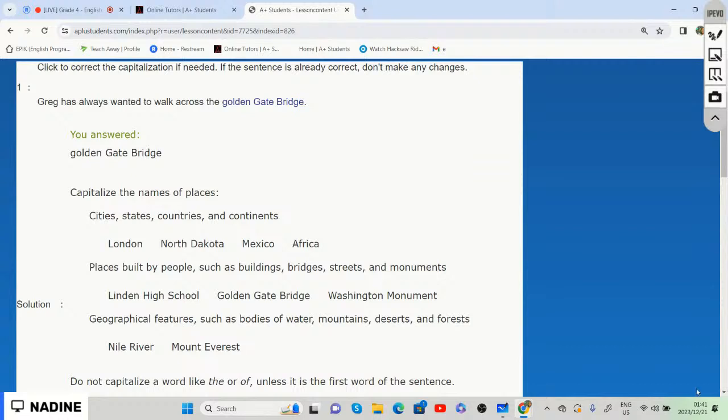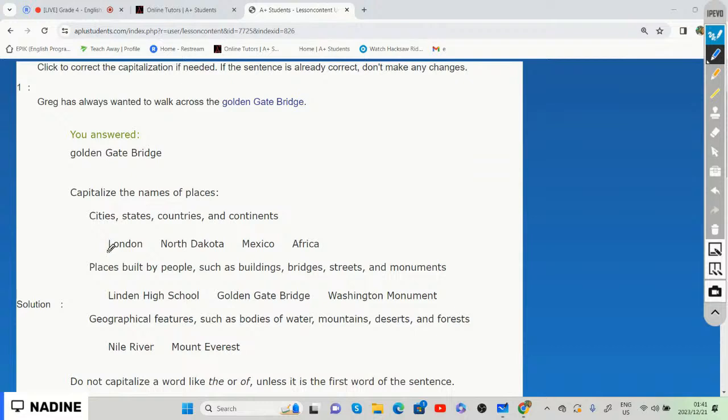And we capitalize cities, states, countries, and continents. And there we have a few examples: London, North Dakota, Mexico, Africa. Then also places built by people such as buildings, bridges, streets, and monuments, right? All of the important things we need to capitalize.